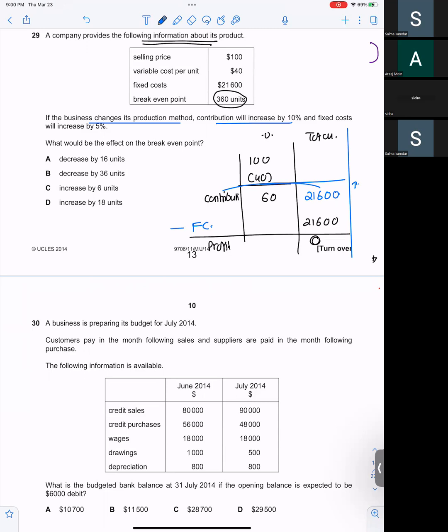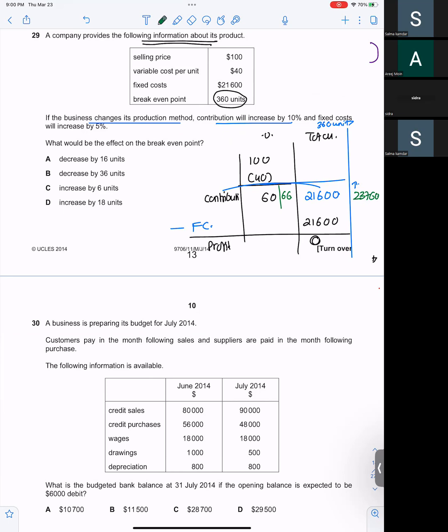Total contribution or contribution per unit? Anything, it does not make a difference. This is for 360 units. Okay, the total contribution will become 23,760. Let's do the per unit also. It will become 66. Are you with me?